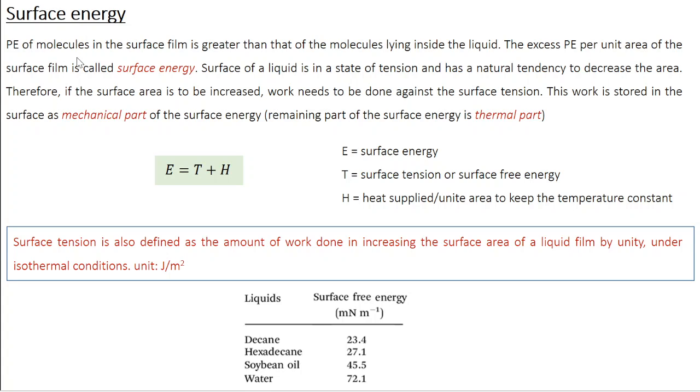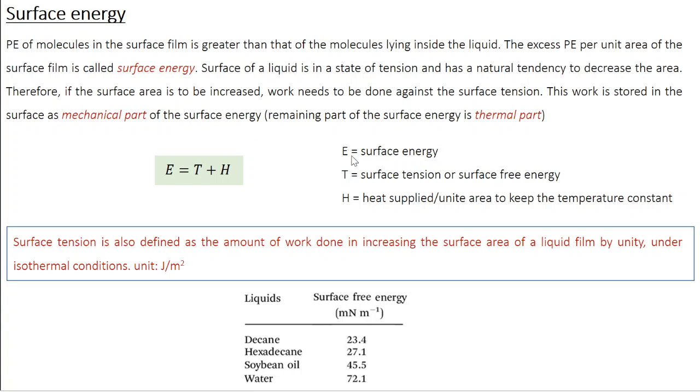Now, as I said, potential energy of molecules in the surface film is greater than that of the molecules lying inside the liquid. This excess potential energy per unit area of the surface film is called surface energy. As we know, the surface of a liquid is in a state of tension and has a natural tendency to decrease the area. Therefore, if the surface area is to be increased, work needs to be done against the surface tension. This work is stored in the surface as the mechanical part of the surface energy.